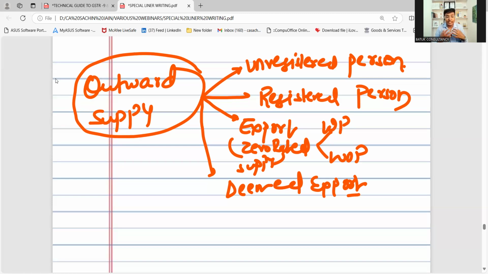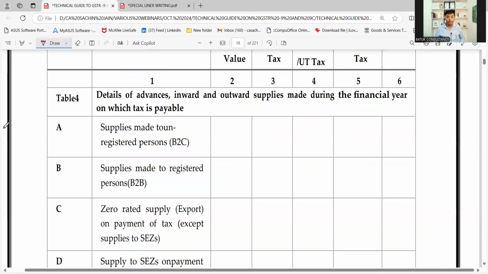Sir, when as a recipient, I am going to make the payment of taxes and I am claiming the input tax credit, that time also I am paying the tax to the government. So reverse charge will also be called as a type of supply. So these type of supplies are possible. And based on these type of supplies, government has developed the GSTR 9 part number 2.